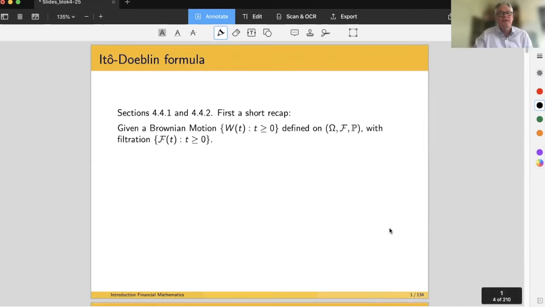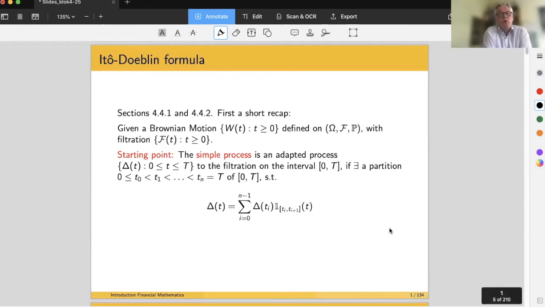Remember that we started with simple processes. We defined first the Ito integral for simple processes. The basis was that we are given a Brownian motion, W_t, t greater or equal to 0, defined on a probability space (Omega, F, P) with its filtration F_t, t greater or equal to 0. And then we know a lot of properties of our Brownian motion, as we mentioned. It's adapted to the filtration. And these are important pieces of information and knowledge.